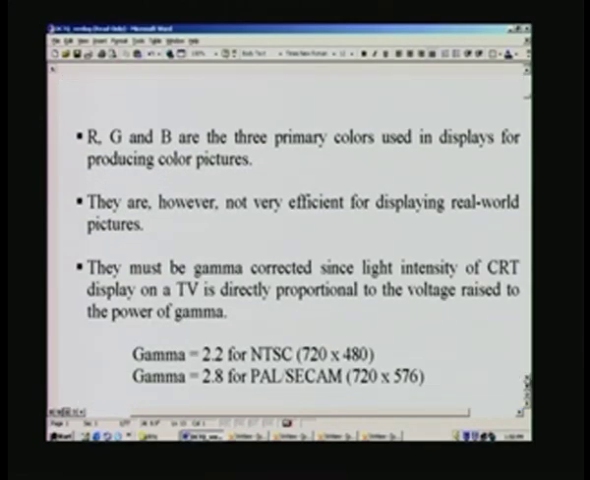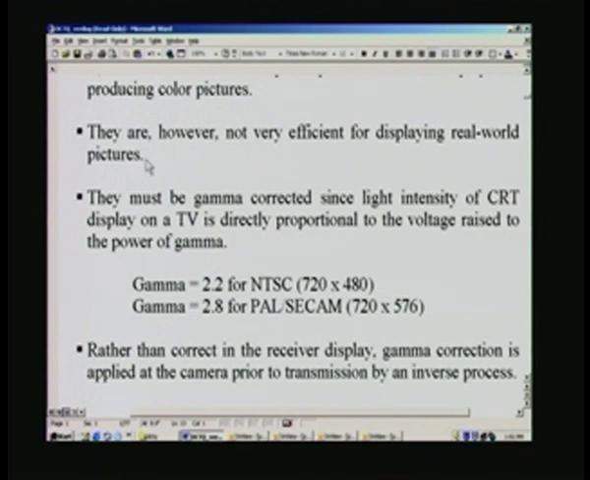So as far as color processing is concerned, we basically have red, green and blue as primary colors for display on the TV monitor that you see, or on the computer terminal that you have. It is basically a CRT display, but CRTs are not efficient in terms of transmitting and processing real world pictures. So, what we need to do first is what is known as gamma correction.